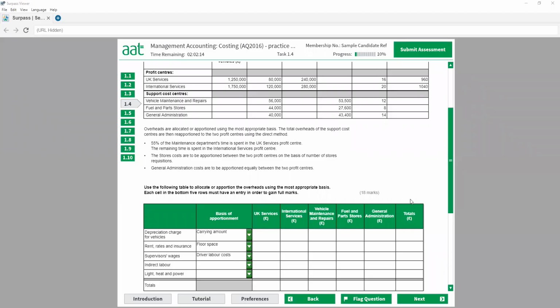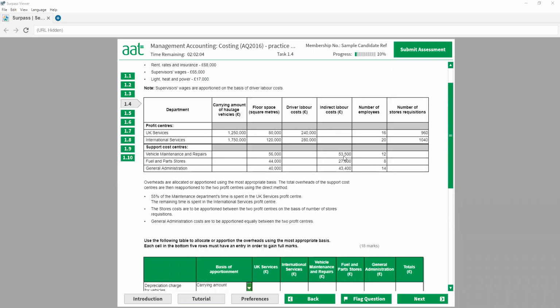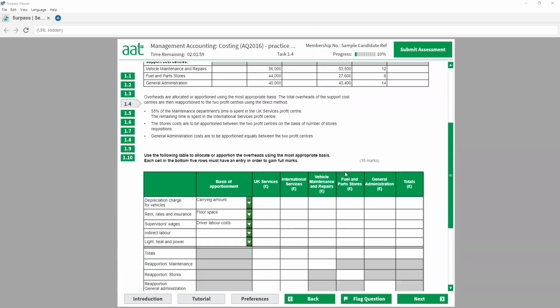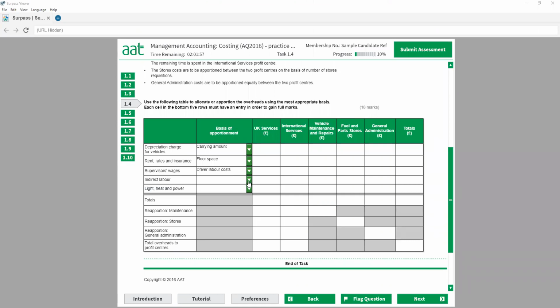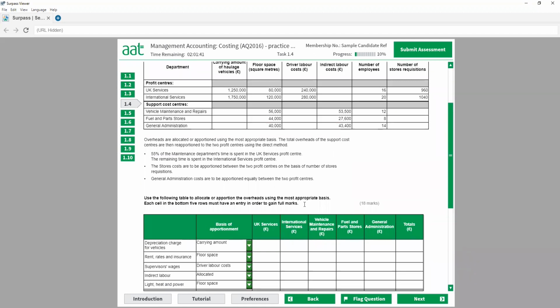So the indirect labor we can see here, the cost is already allocated. It says indirect labor cost 53,500, 27,600, and 43,400 is already allocated. So you don't have to do any apportionment, we just allocate it. And light, heat, and power is always based on the floor space. So now we have the basis of apportionment. Now we can start putting some figures. So let's have a look.